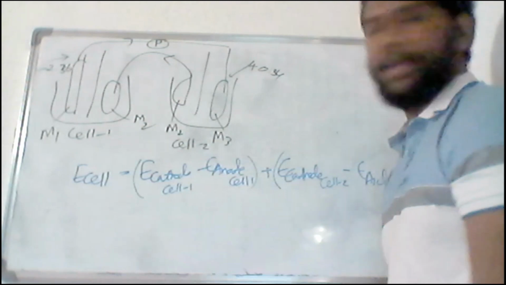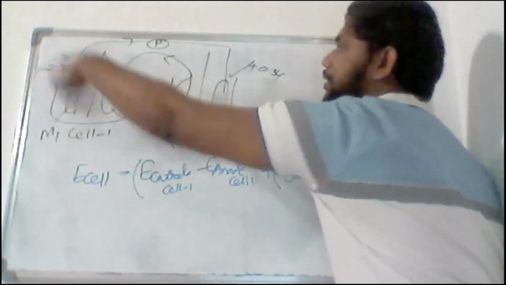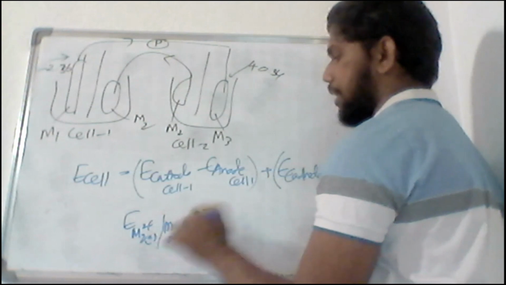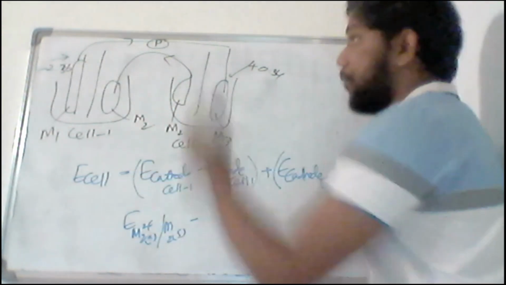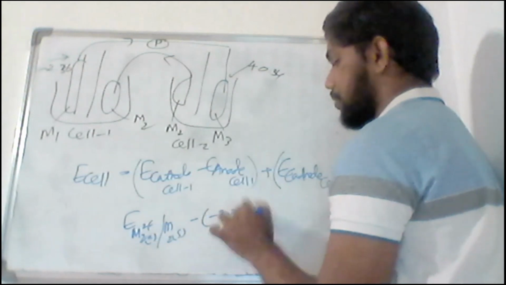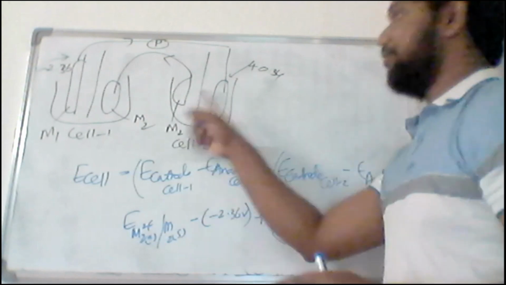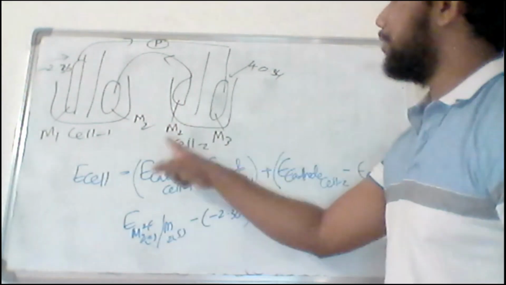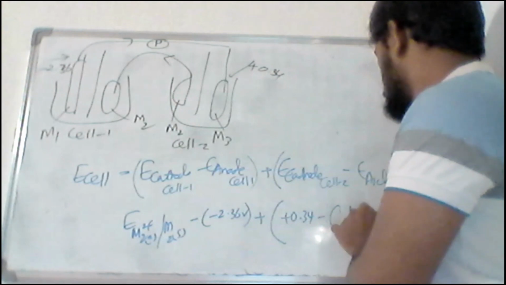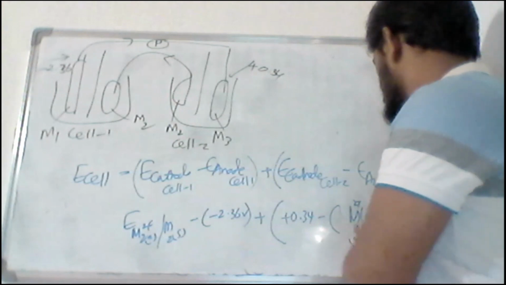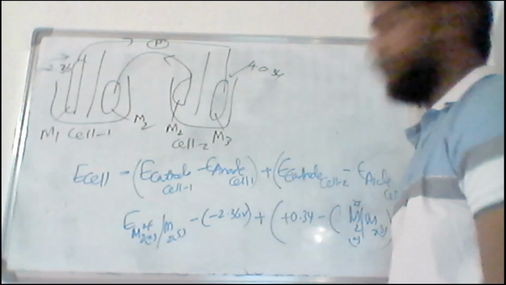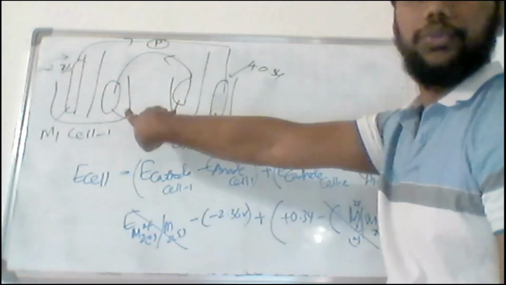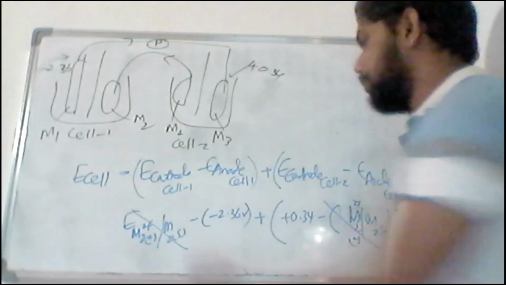Okay, so what is E cathode? E cathode of cell 1 means this one: E of M2+ aqueous to M2 solid, minus E anode. What is E anode? I will directly put the value now: minus 2.36 volt. Plus, what is E cathode of cell 2? Plus 0.34 minus, what is E anode of cell 2? M2+ aqueous, M2 solid. What you can see from these two is that this one and this one are going to cancel out, because this is common in these two cells. So these two will be cancelled out.